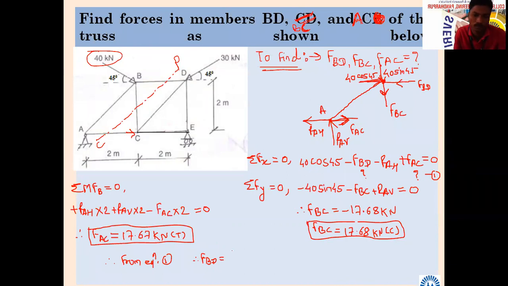38.88, 38.18, 88. Okay. 38.88 kilonewton plus.